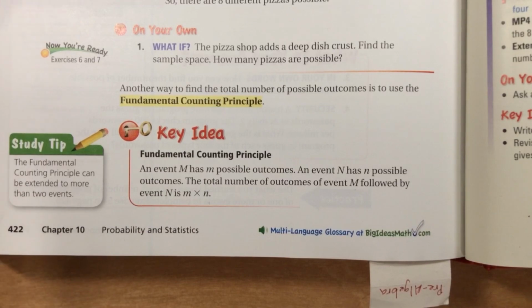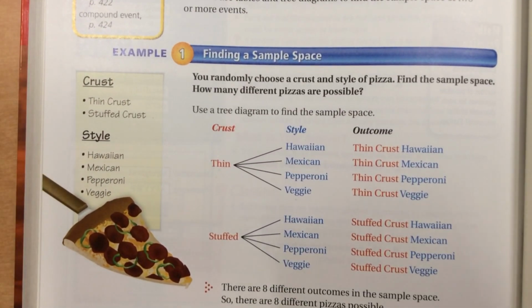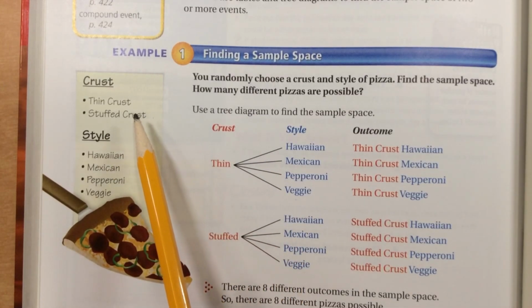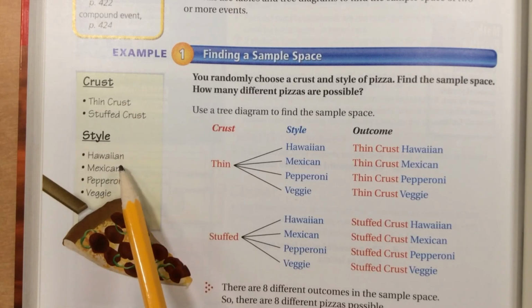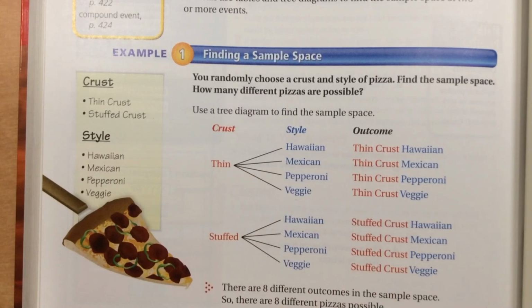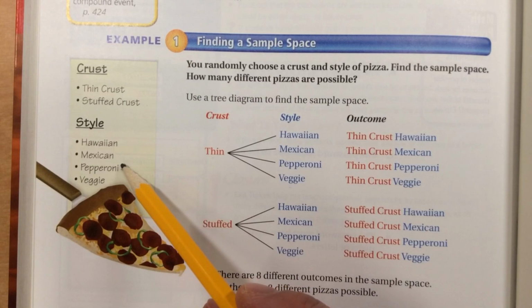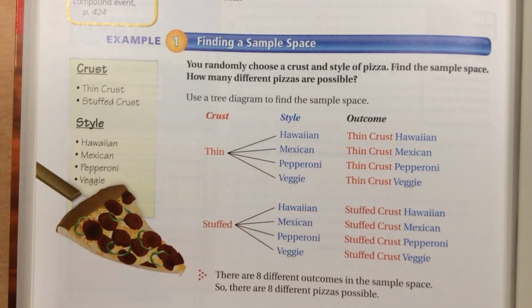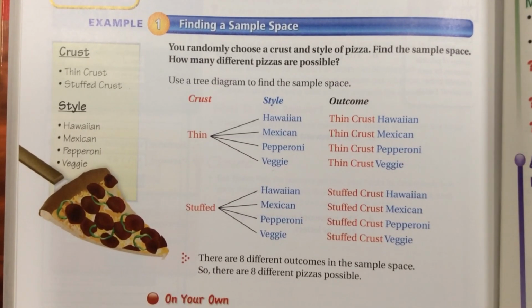And just in case that doesn't make it crystal clear, let's look back at this example up here. It means instead of doing this tree diagram, we could say, well, there are 2 types of crust, so we have to choose a crust. There are 2 things that could happen. We choose a style. There are 4 things that could happen. 2 times 4 is 8. So there are 8 possible pizzas. In the on your own, it said that added another crust, then there would have been 3 times 4. And we did get 12. I like that multiplication called fundamental counting principle because it makes these quick and easy.